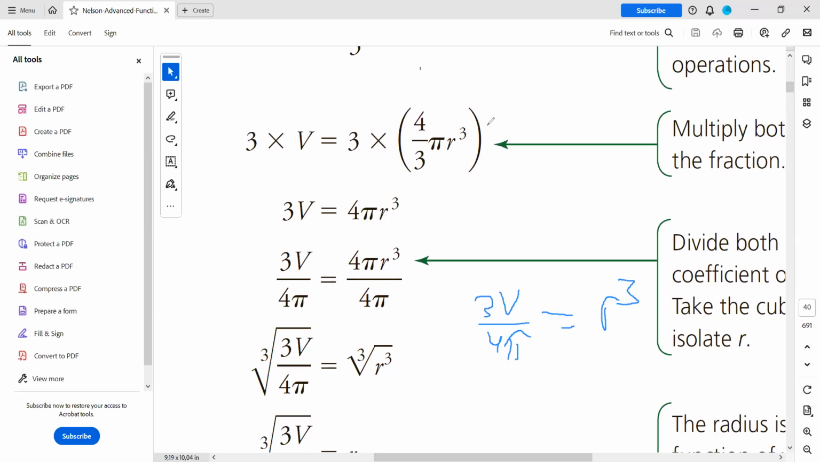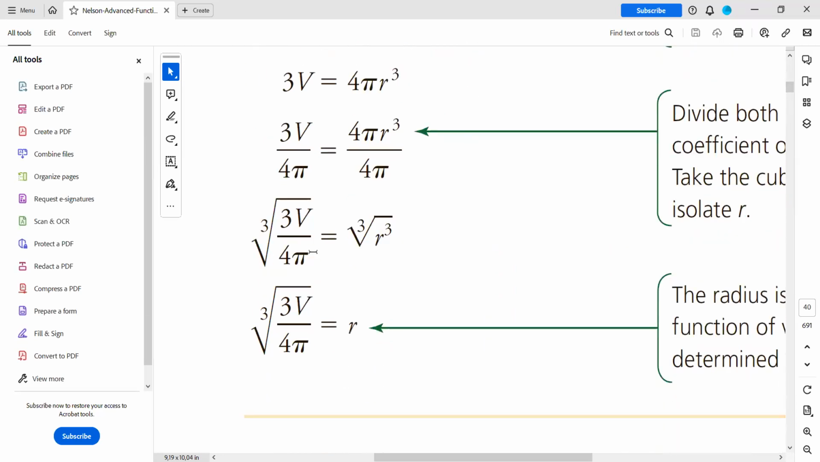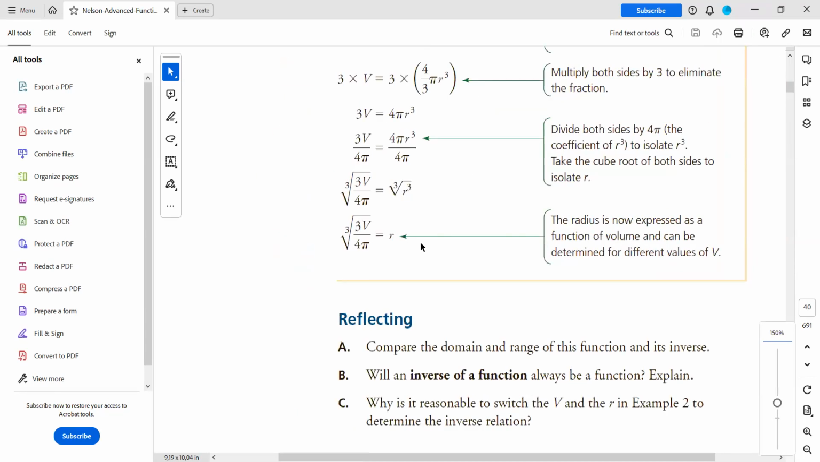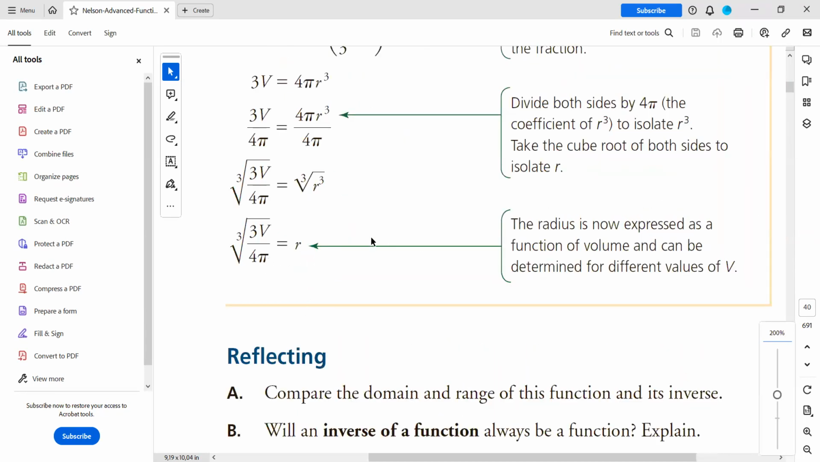So by taking the root on the left and right-hand side, now on the right-hand side, this third power will get factorized with the root operation. And on the left-hand side, we got the root of the third power of 3 times v over 4 pi. And that's how we get the inverse relationship. Now the radius is expressed as a function of volume and can be determined for different values of v.